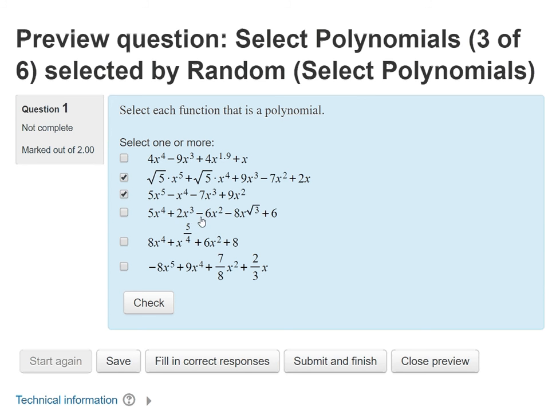Okay, next one. What do you think about that one, Anna? No, because of that exponent in the radical. Yep, there you go. It's a non-whole number exponent, so no good. How about this one? Nope, a non-whole number exponent again.